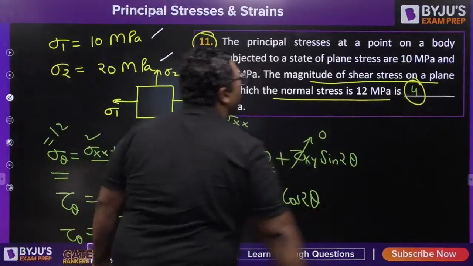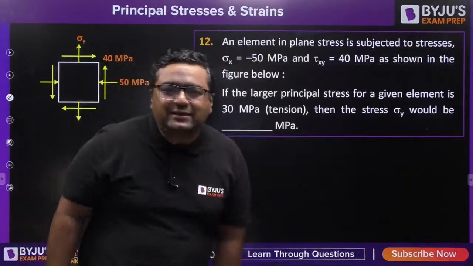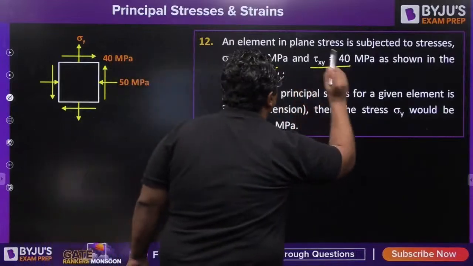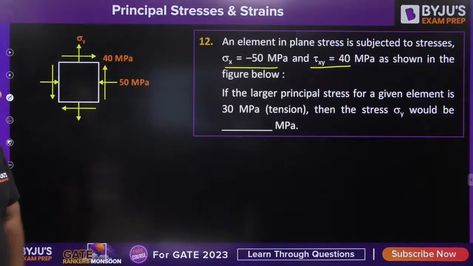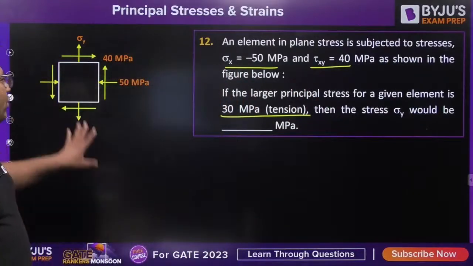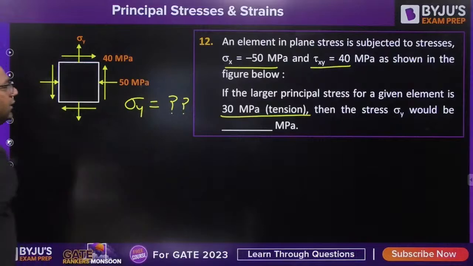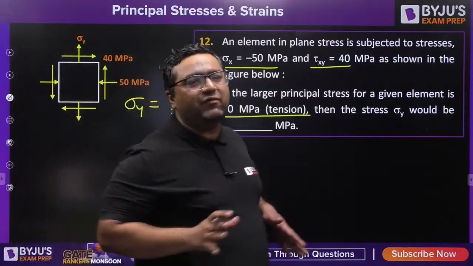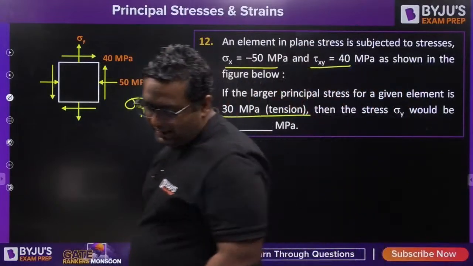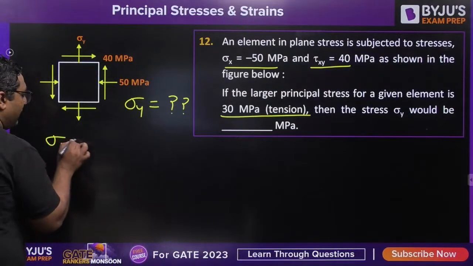Let us solve question number 12. An element in plane stress is subjected to stresses sigma xx minus 50, tau xy 40. If the larger principal stress for a given element is 30 MPa tensile, then the stress sigma y would be. Sigma y is not known to us, but sigma 1 is given to you. This is a wonderful question, and let us see how many of you give the right answer for this.